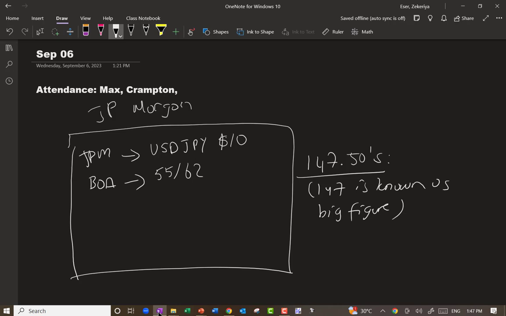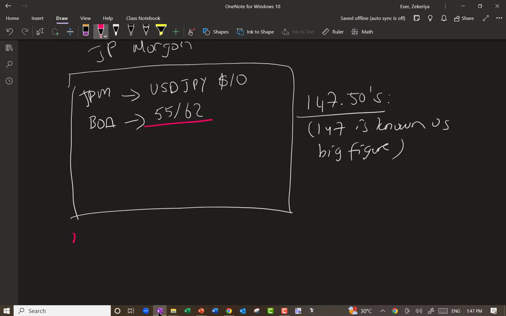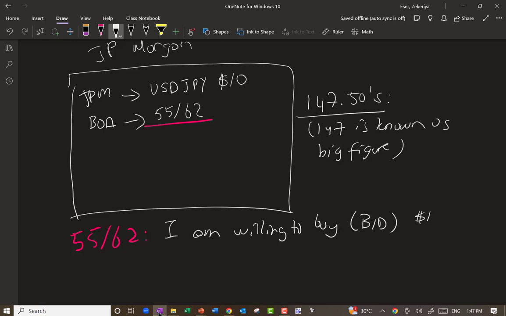Okay. This quotation means I am willing to buy, which is your bid, 10 million US dollars, or I already have a dollar sign, by paying 147.55 per dollar.